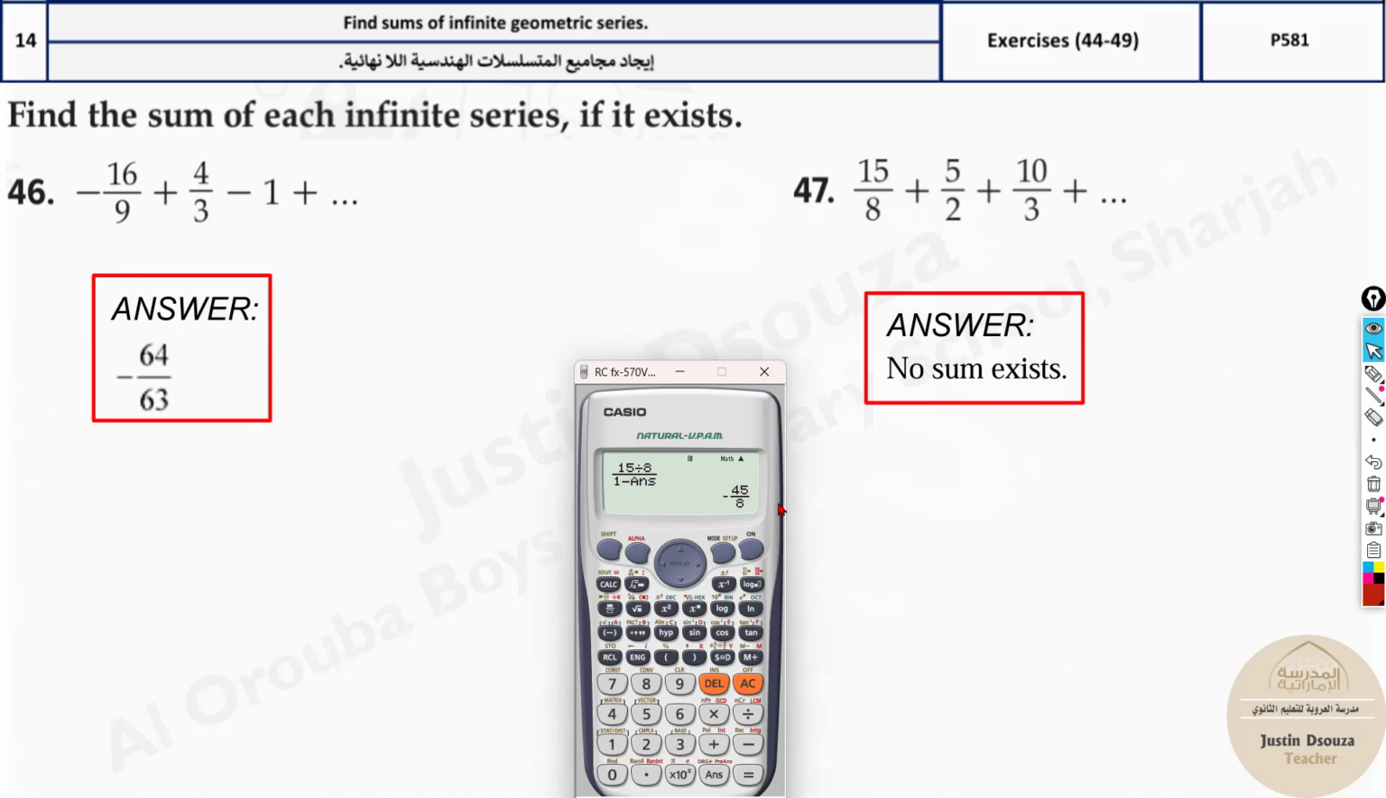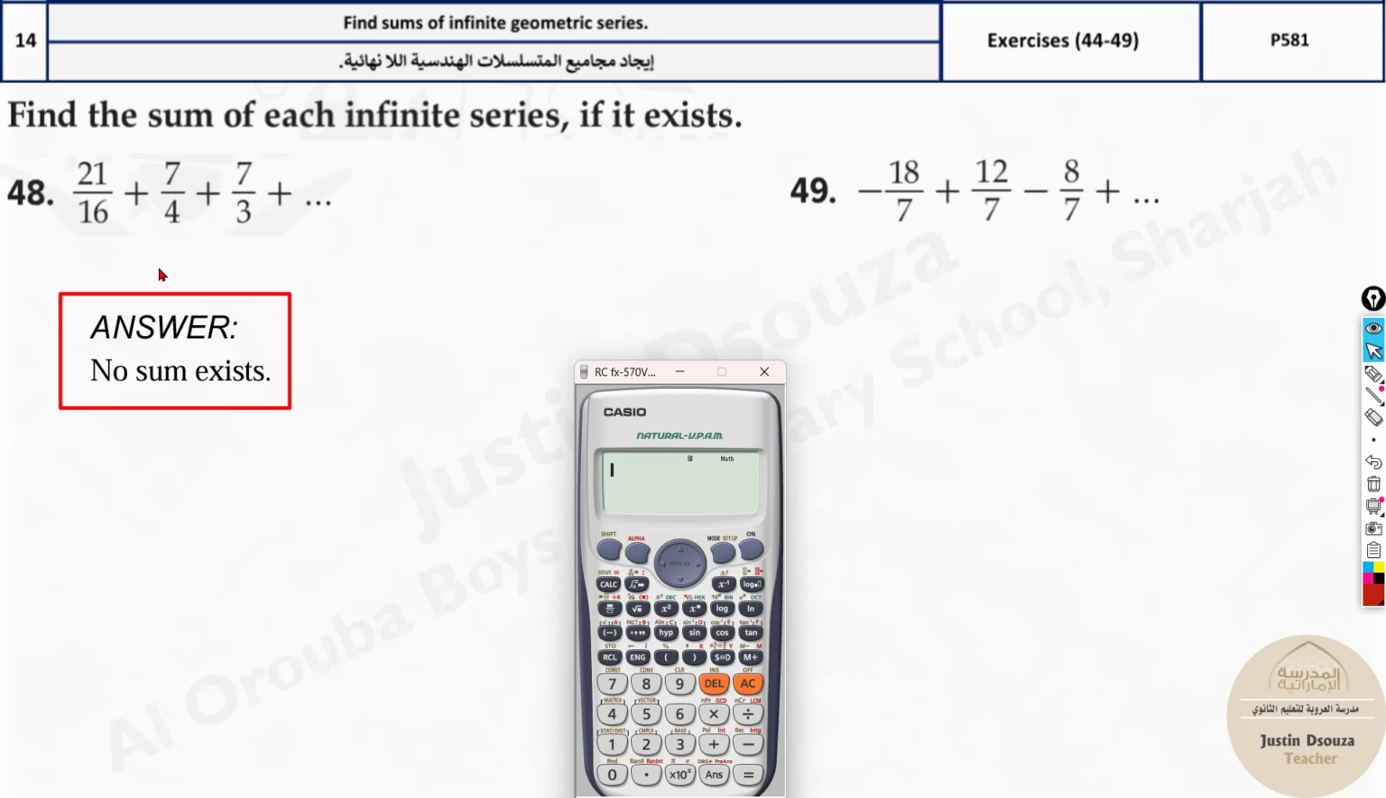Now don't think this is the correct answer. No, this is wrong. Here you're getting some answer because you put the r value, yes, but this is not the accurate answer, okay? You should ignore this. This will go till infinity, no sum exists. So first you need to find r. Let's find r over here as well.